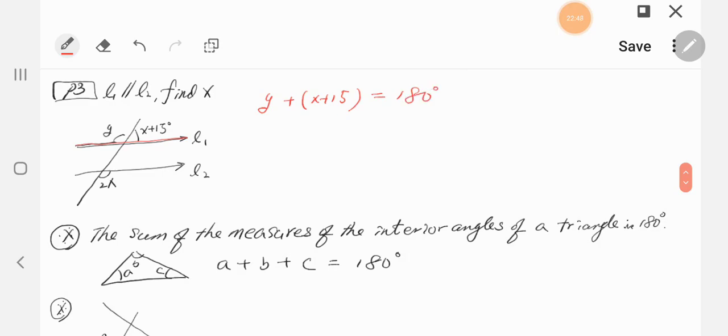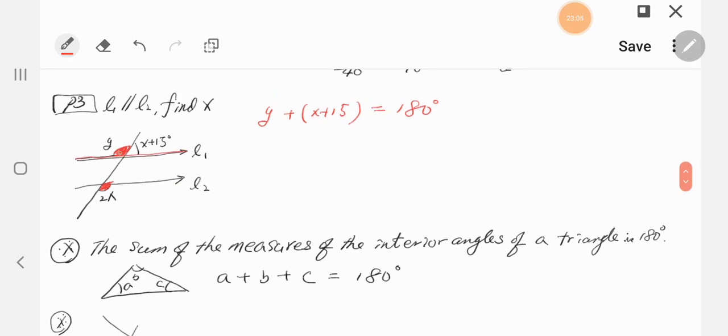And then, look at this. Isn't this Y the same as 2X? Yes, why? Because they are alternate exterior angles. The vertical angle is the same, and the vertical angle is the same as these corresponding angles. So these are alternate exterior angles. So Y is equal to 2X. So replace this Y with this 2X. Okay, so if we rewrite it, this will be 2X plus X plus 15 is equal to 180.